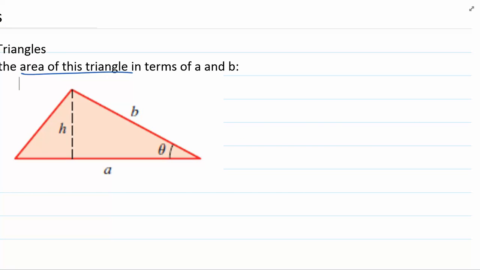Now, what's important to remember is that the area of a triangle is equal to 1/2 times the base times the height measurement of that triangle. It doesn't make any difference which direction you measure your base and height from.